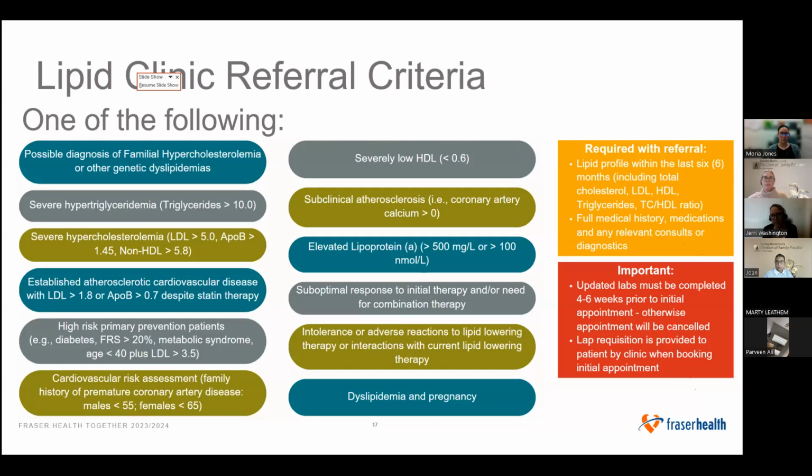I'd like to mention that updated labs must be completed 4 to 6 weeks before their initial appointment. This is over and above those initial lipid profile that you sent in with the referral. Because it's such a long wait list, if the labs are not done, we will not be seeing the client. They will be canceled and rescheduled, which may postpone them being seen. We will provide a lab rec for that second set of lipids when we book the client for their first appointment.